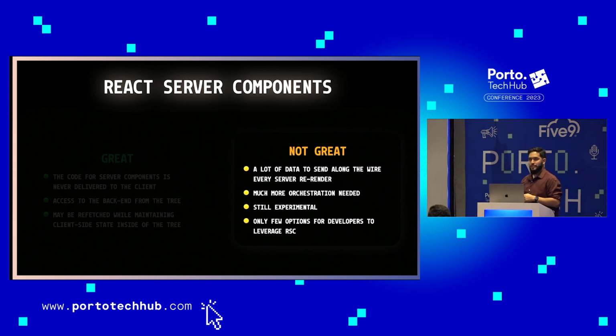What I'm particularly concerned about is that, depending on the scenario, I fear that a lot of data could be sent along the wire on every render, but I don't have metrics for that. It's more like a philosophical question. Also, I wonder how much orchestration will be needed in the final form for server components, because people are still shipping server components, server actions, async components, and all of that. So I wonder, what's going to be the final developer experience we're going to get in the end?